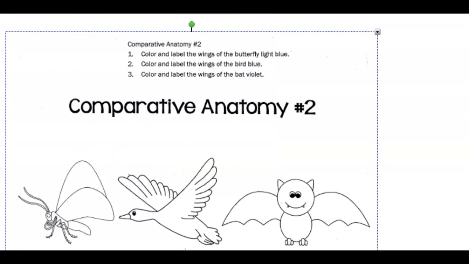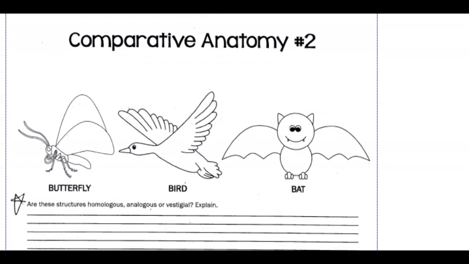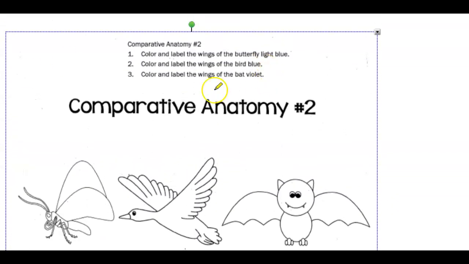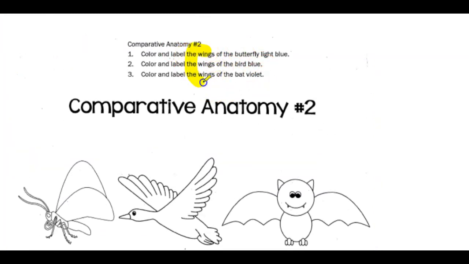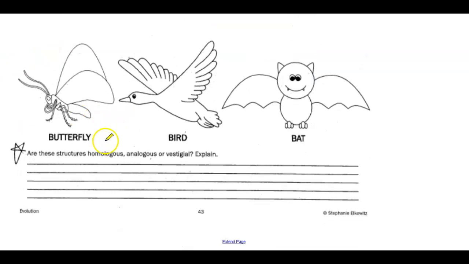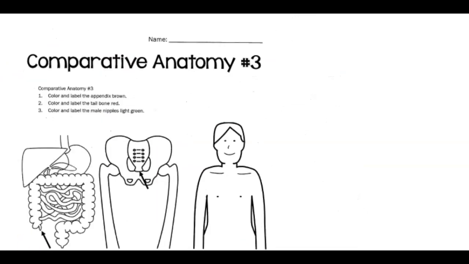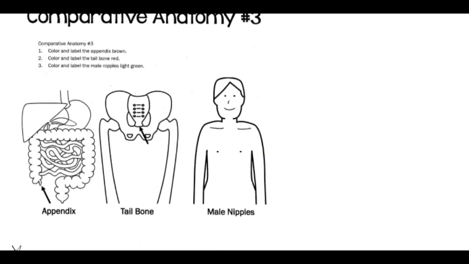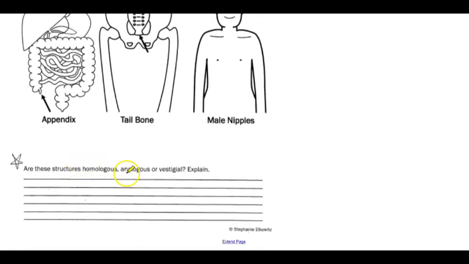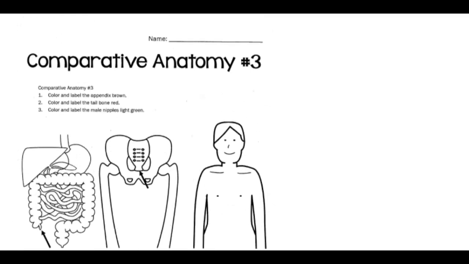Second picture here, you've got a butterfly, a bird, and a bat. You have a little bit of coloring here. You're going to look at all the wings of these guys. And then for the wings, which word describes the wings? And then in your last picture, you have some human body parts that you're going to color, and which word matches up with those parts. So I think it's a pretty easy coloring and question assignment if you paid attention to the reading.